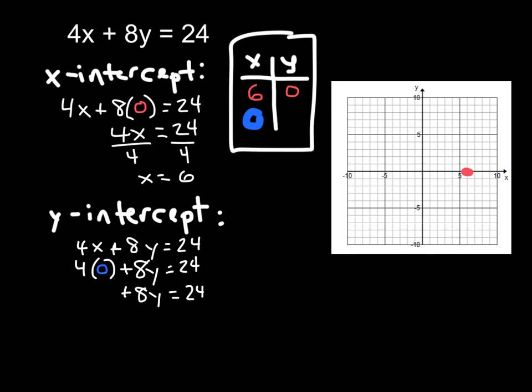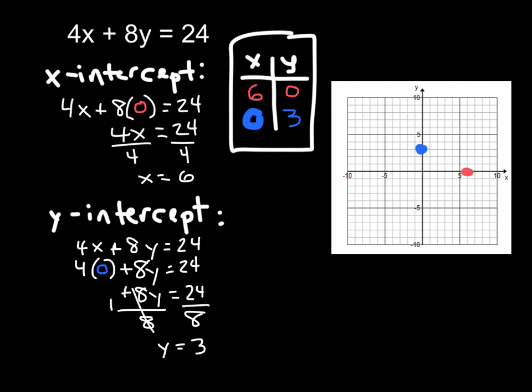So positive 8y equals 24, we're going to divide by positive 8. So we're going to divide by 8, and we're going to say 8 divided by 8 is 1. So we've got y equals 24 divided by 8, which is 3. Our y value is 3, so we're going to plot the point 0, 3. So 0 left or right on the x-axis and 3 up on our y-axis, which will be right about there.